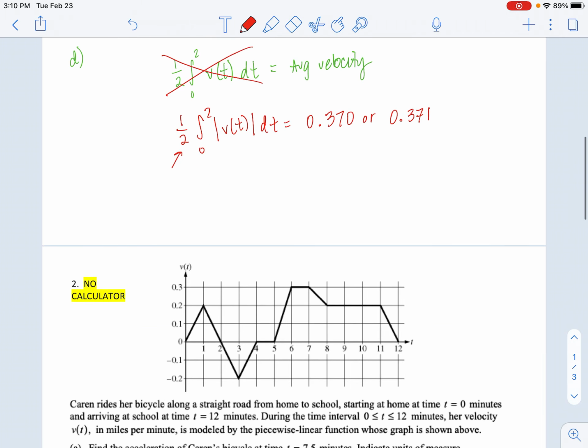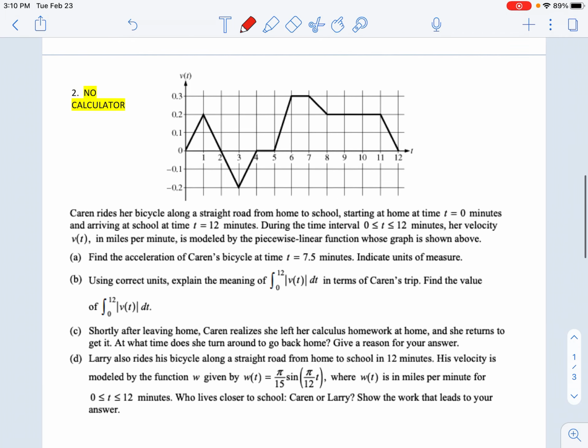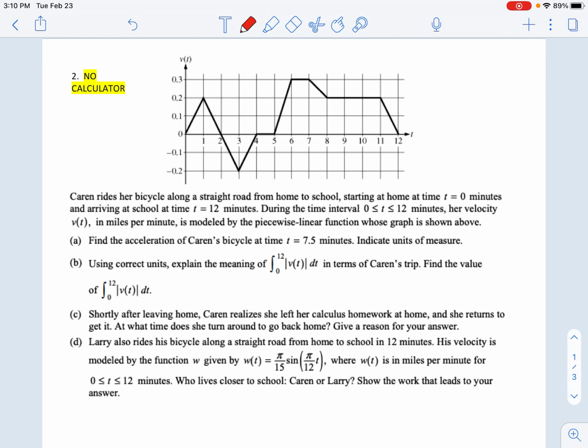Okay. Moving on to the next one here, we've got Karen taking her bike for a ride. So she's on a straight road. Okay, one path from her home to school. Isn't that convenient? Starting at time 0, traveling to time 12. And during that interval, her velocity is pictured up above here. Okay, so we know that time is in minutes. And I think, right, this is miles, probably miles per minute here.